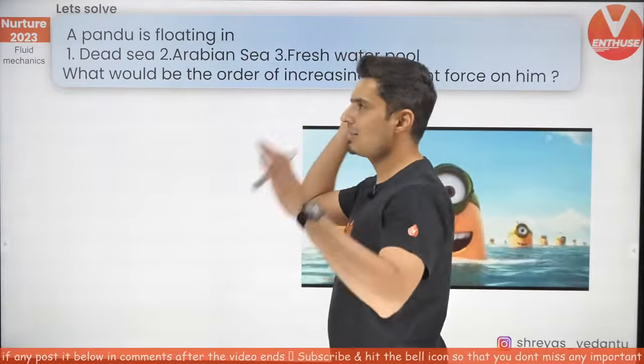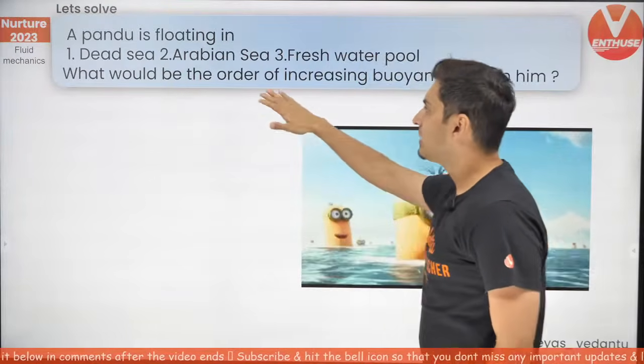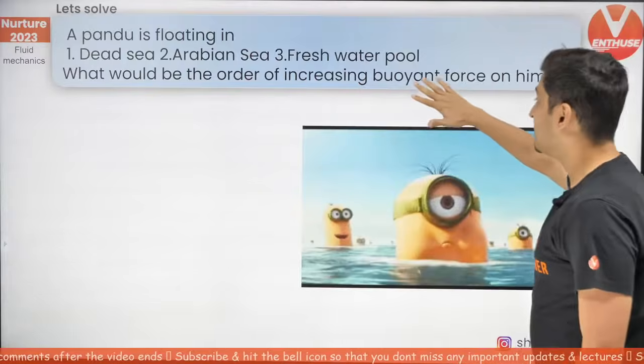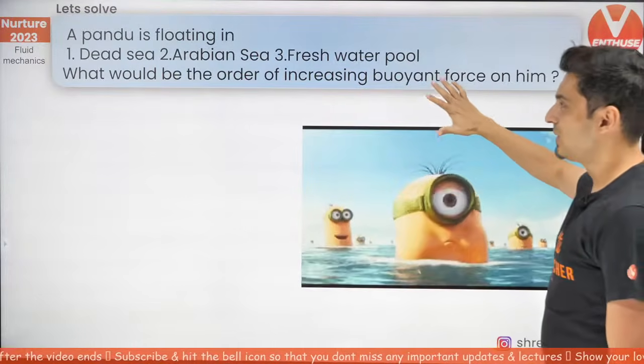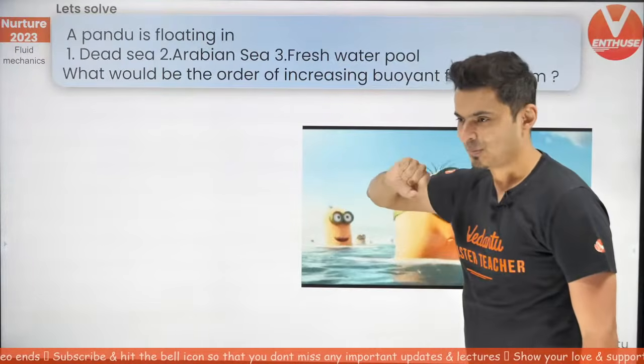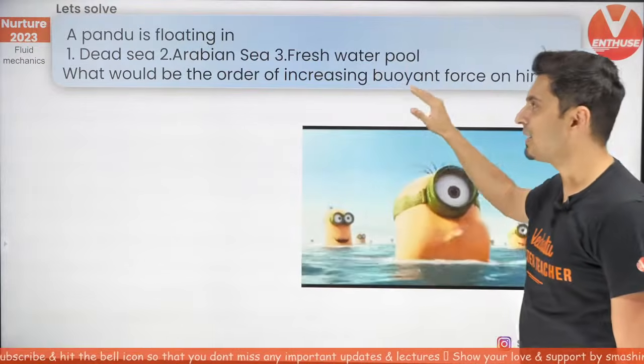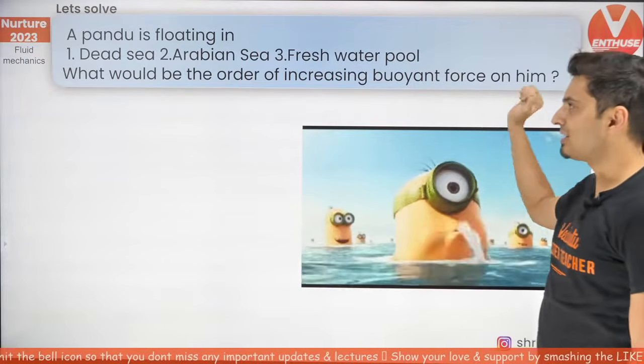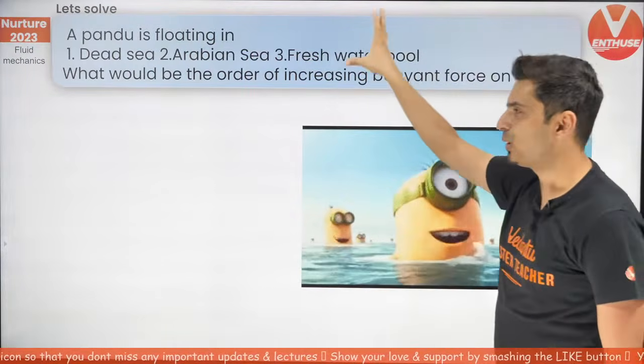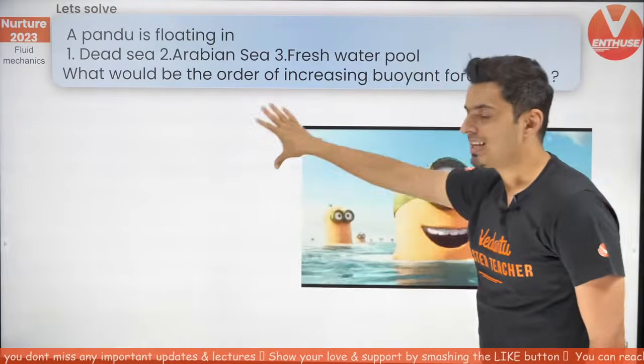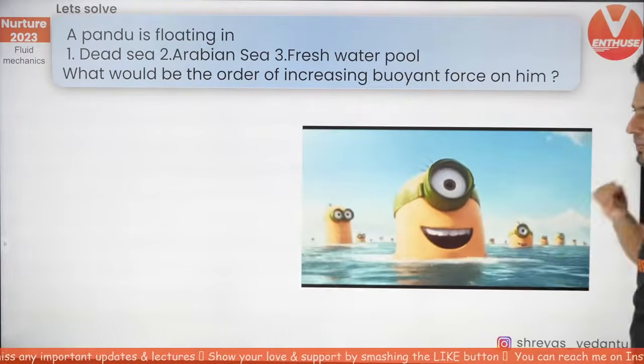in all the 3 things, he's just lying down there, where do you think will the buoyant force be highest? Where do you think the buoyant force will be the least? Arrange it in ascending order. So basically wherever the buoyant force is least, put it first, and then you can slowly increase it.